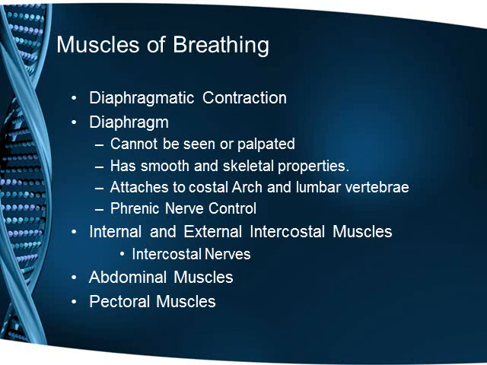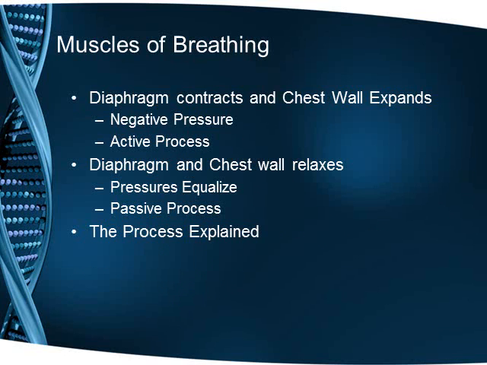that air in. We also have our internal and external intercostal muscles, and we have our intercostal nerves. We have our abdominal muscles that are used as well as our pectoral muscles. All of these muscles are going to aid us in breathing. So when the diaphragm contracts and the chest wall expands, we create negative pressure. There's room for air to be drawn in and sucked in. Again, this is an active process. It's going to require the utilization of energy.